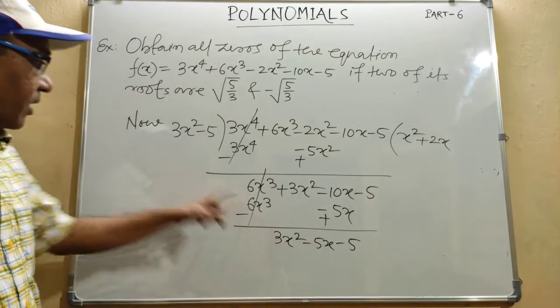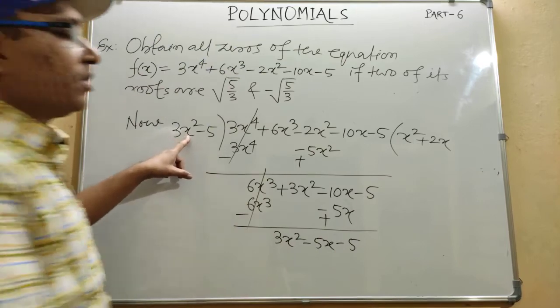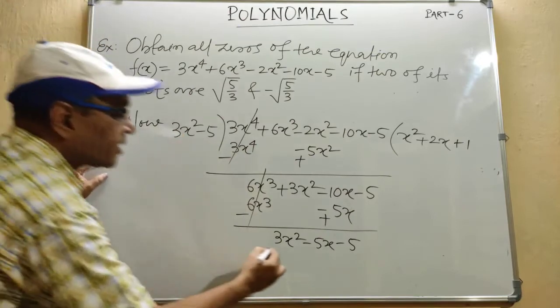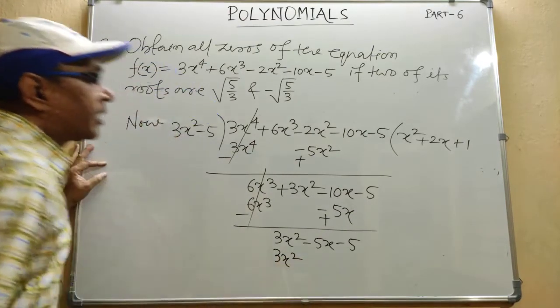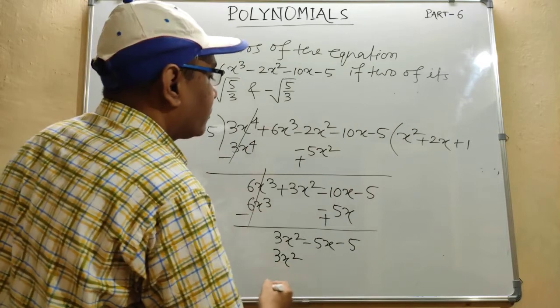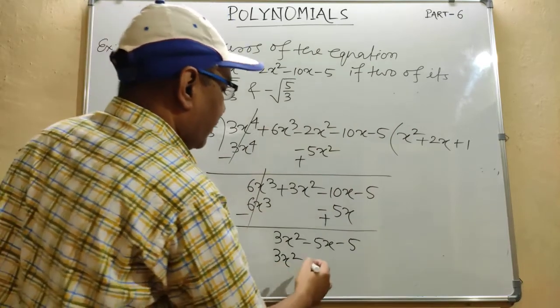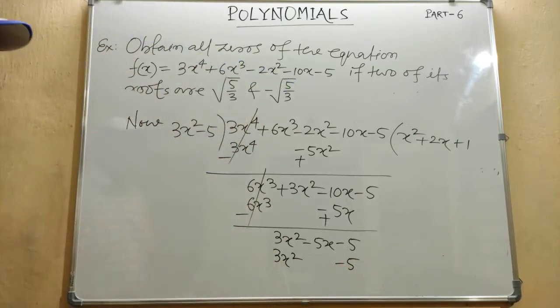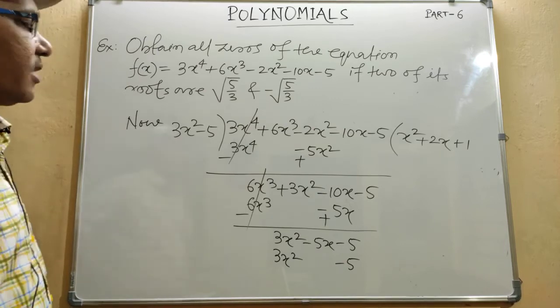Here it is 3x square. Here it is 3x square. Same. So here it will be plus 1. 1 into 3x square, and 1 into this minus 5 will be your minus 5. Okay. So there will be some 10x. Where is the mistake coming from?